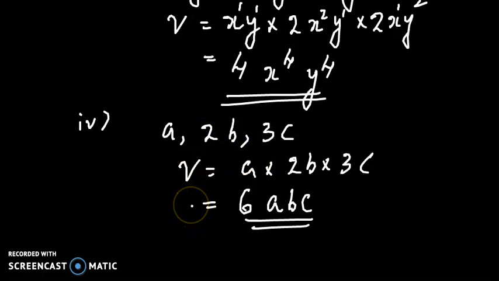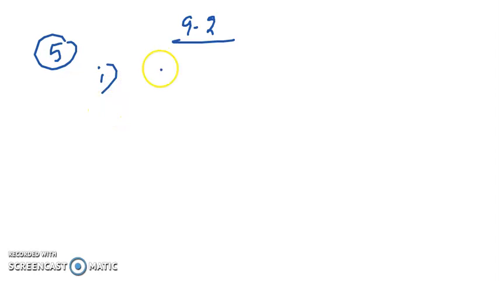So we are over with question number 4. The next one, question number 5: find the product of the given monomials. There also we can see three monomials. How can we multiply and find the product? The first one, exercise 9.2, main question number 5, first part: xy, yz and zx. So we multiply xy into yz into zx.